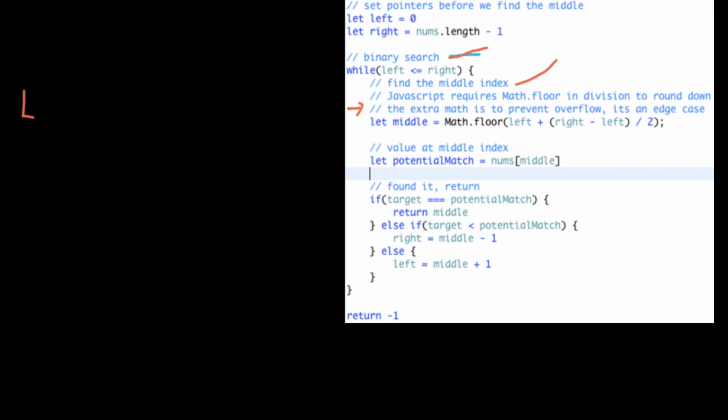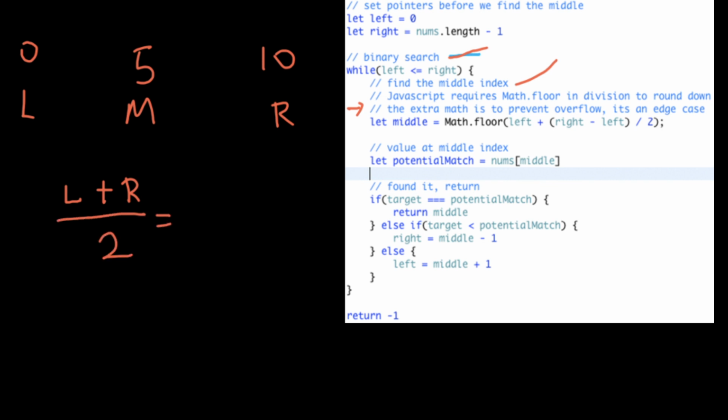So if L is 0, R is 10, the middle is 5, right? How do you get 5? Well, L plus R divided by 2 equals 5 here. Now, what if L is 10, R is 20, middle has to be 15.